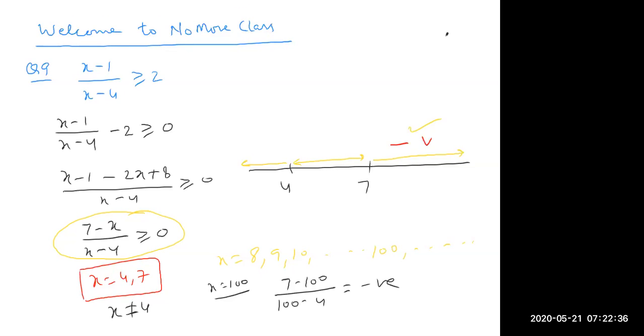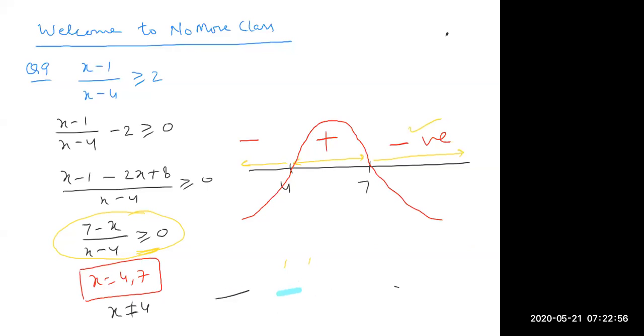This is negative here. After negative, this will be positive. After this is again negative. So negative is downward, positive this. This will be the sign scheme. And what I need here is greater than or equal to 0. So my final answer will be greater than 0, which is between 4 and 7. So x belongs to 4 and 7 closed interval.